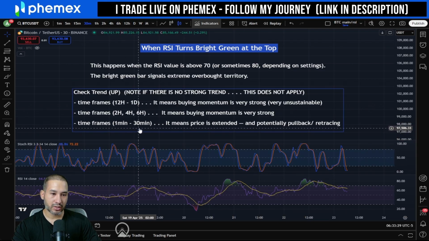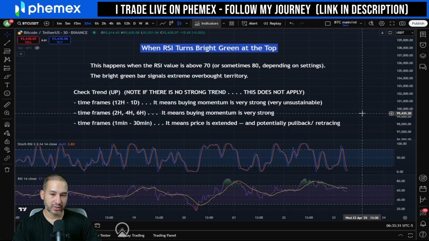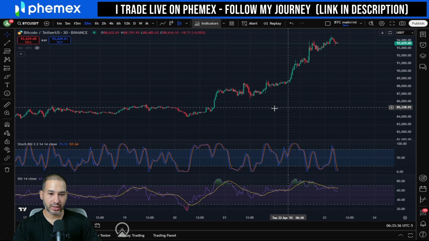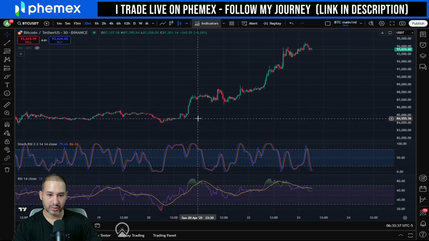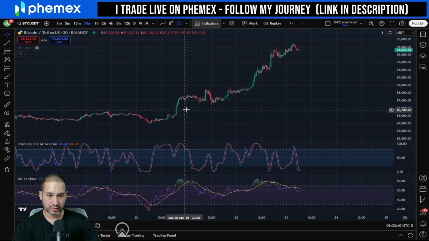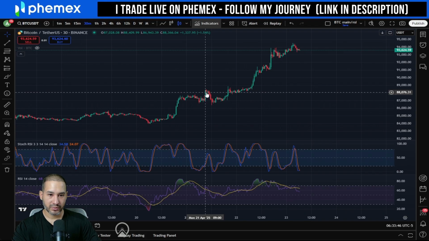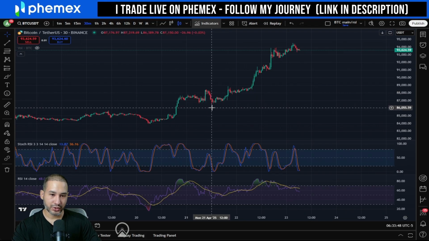Now, because it is on the lower time frames, that move is short-lived, right? So we're in the 30-minute now, and if we look at this point in time when we got overbought, we went down and then we had some divergence, right? We pulled back. This was very short-lived.